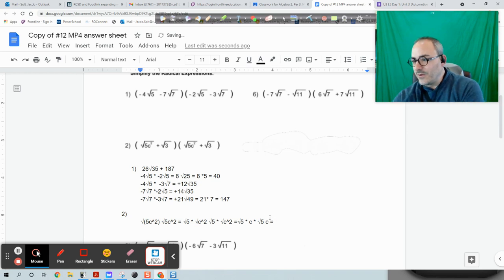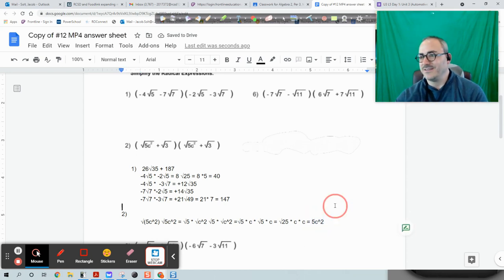Well, now what do I have? I need a multiplication symbol in there. I've got radical 5 times radical 5. What would that be? That's radical 25 times c times c. And what's radical 25? Hopefully you're saying that's 5, because 5 times 5 is 25, therefore the square root of 25 is 5. And then, what's c times c? c times c is c squared. So this whole thing boils down to 5c squared.